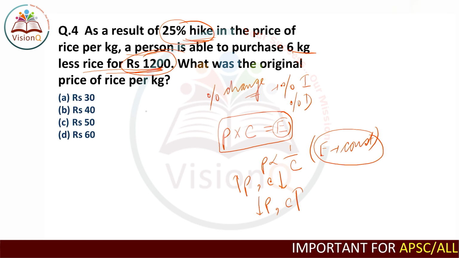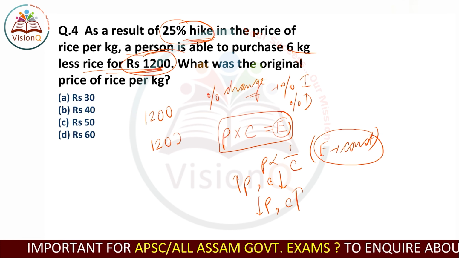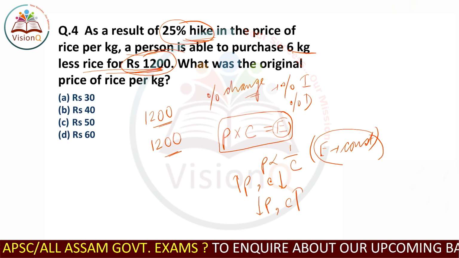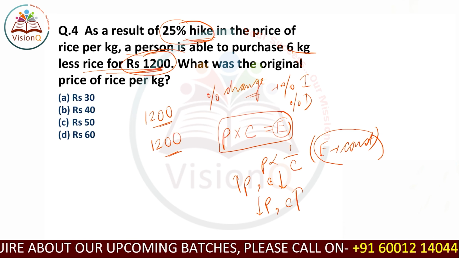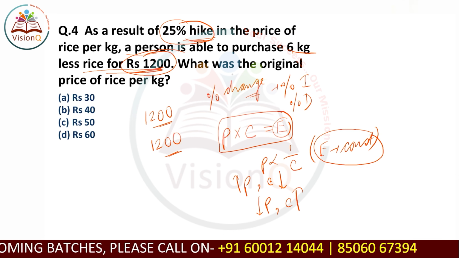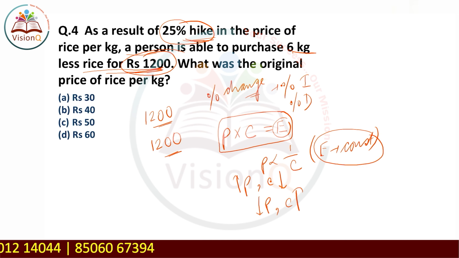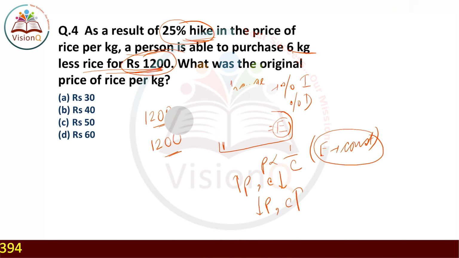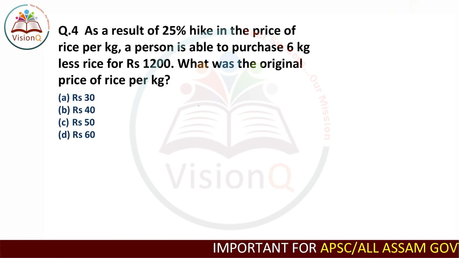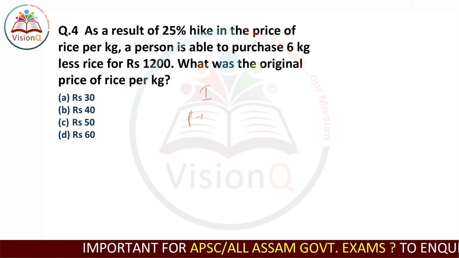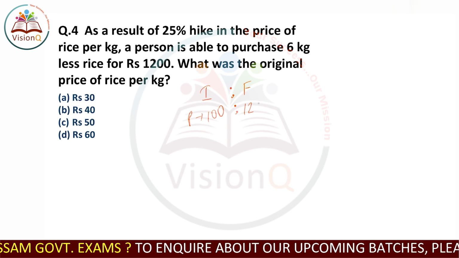Initially he has rupees 1200 with him. Also now he has the same amount, rupees 1200. So expenditure is constant, and since price is increasing, the consumption will decrease, or he will be able to buy less. Since price is increasing by 25%, if I take the initial price of rice per kg as rupees 100, after the increase of 25%, the final price becomes rupees 125.